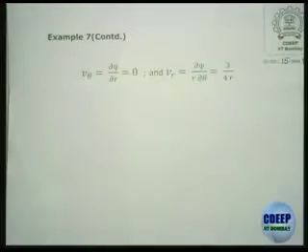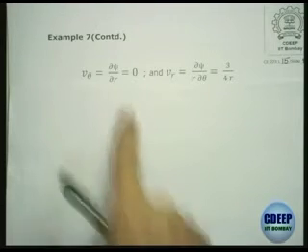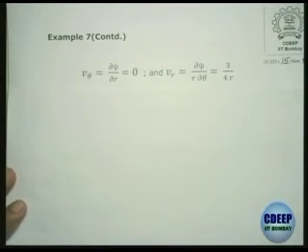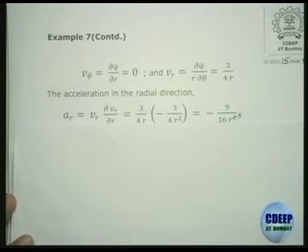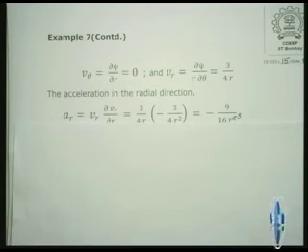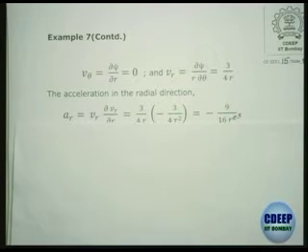V theta is 0, that is the principle based on which we derived the psi and phi functions. Okay. Now what is V theta, and what will be the acceleration in the radial direction?